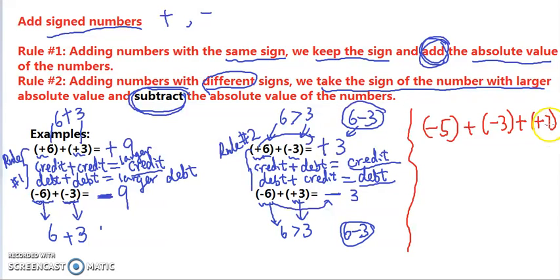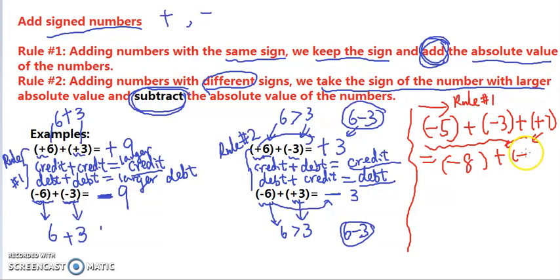+7. Okay, so if we follow the order from left to right, we're going to add these 2 numbers, and because they have the same sign, I'm going to use rule number 1, which says same sign, we keep the sign minus and add 5 and 3, that's 8. So we get -8 plus, we copy the second operation plus, and the third number +7.